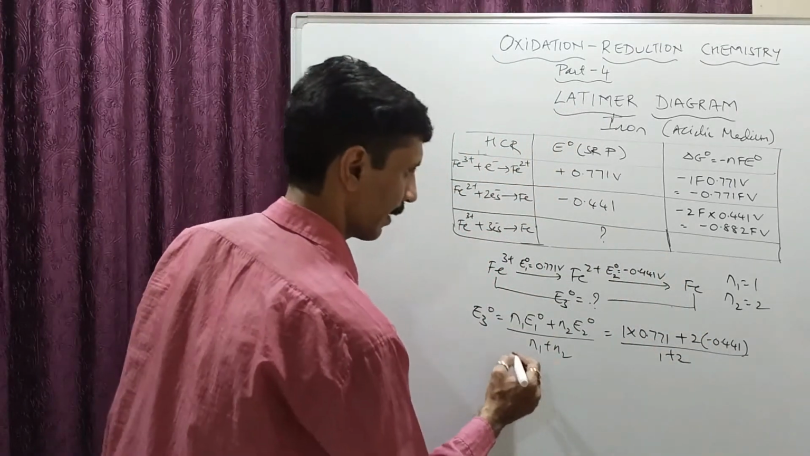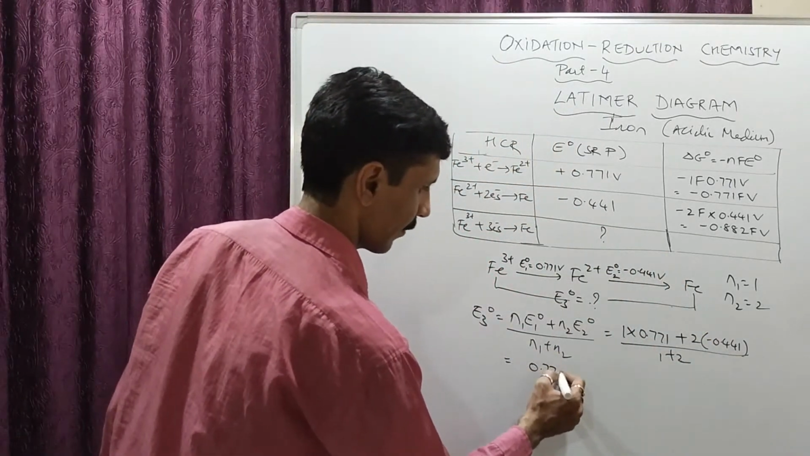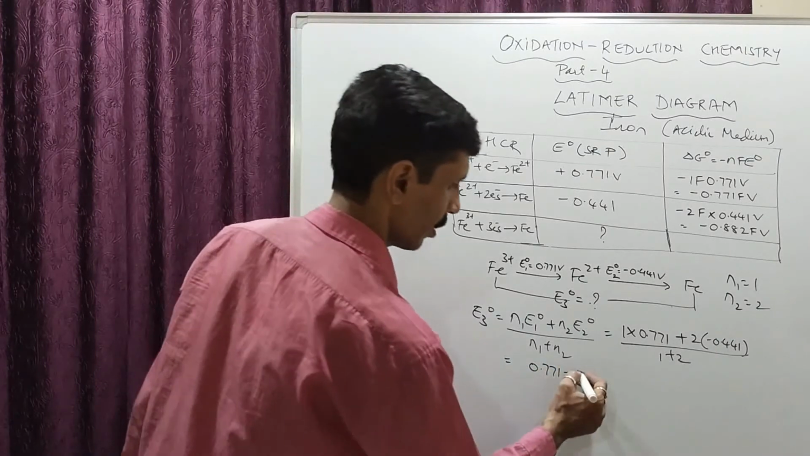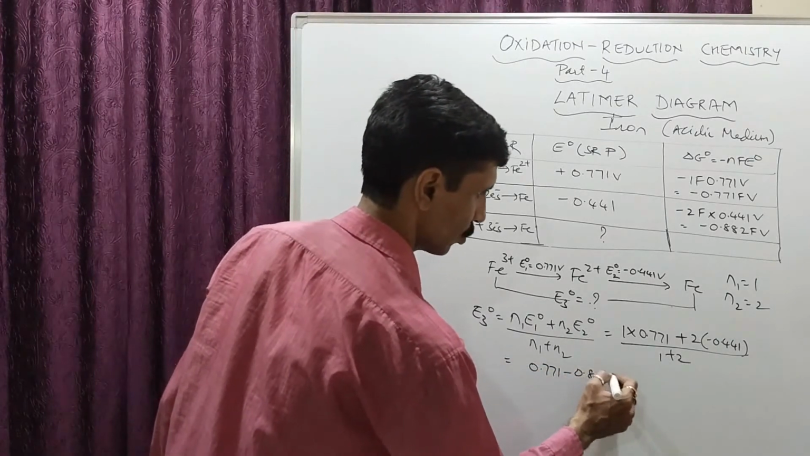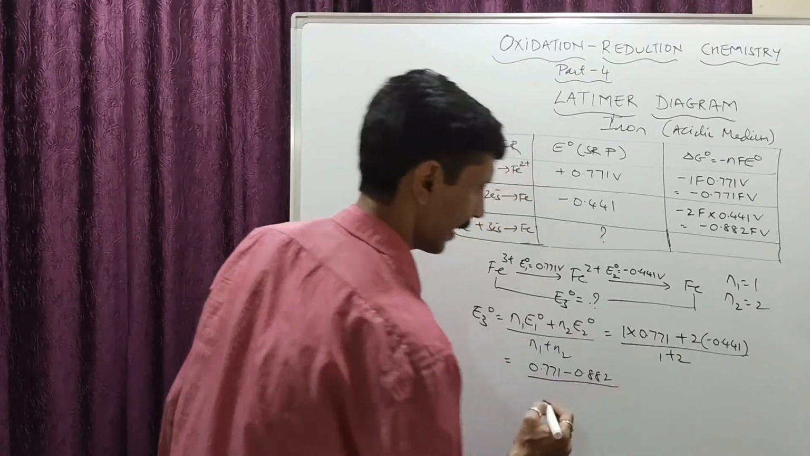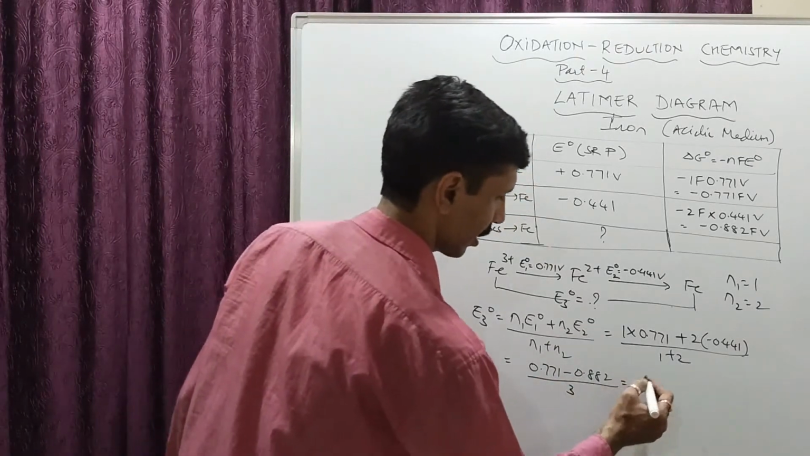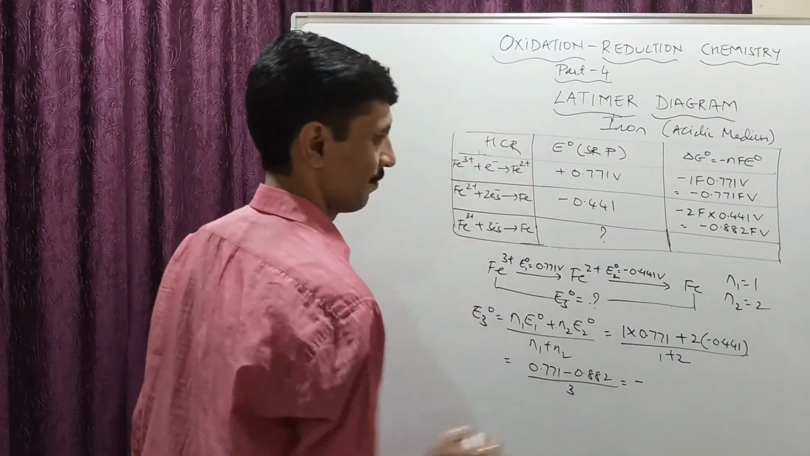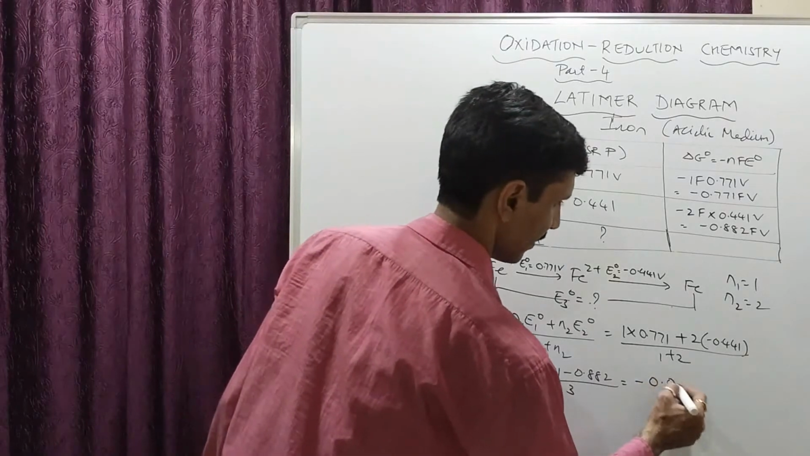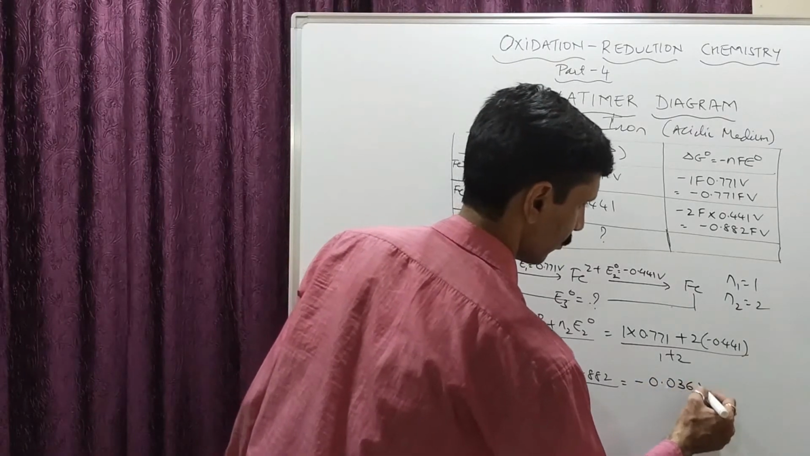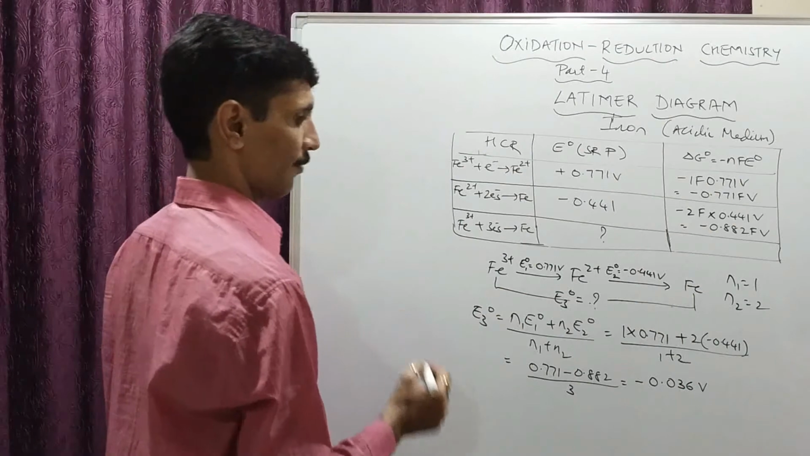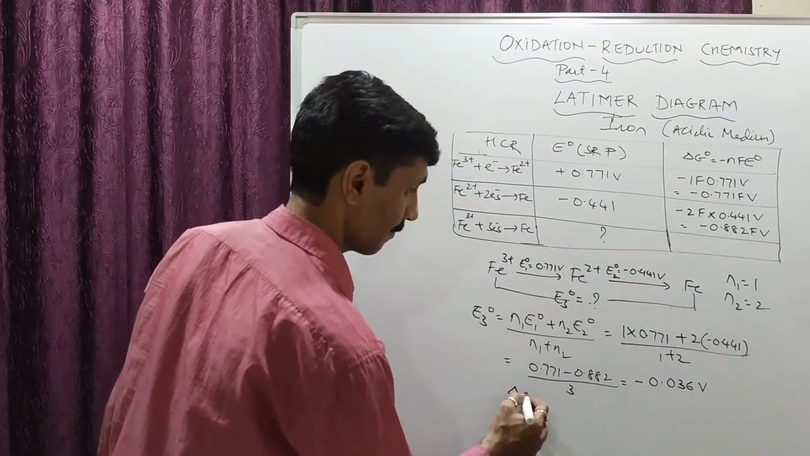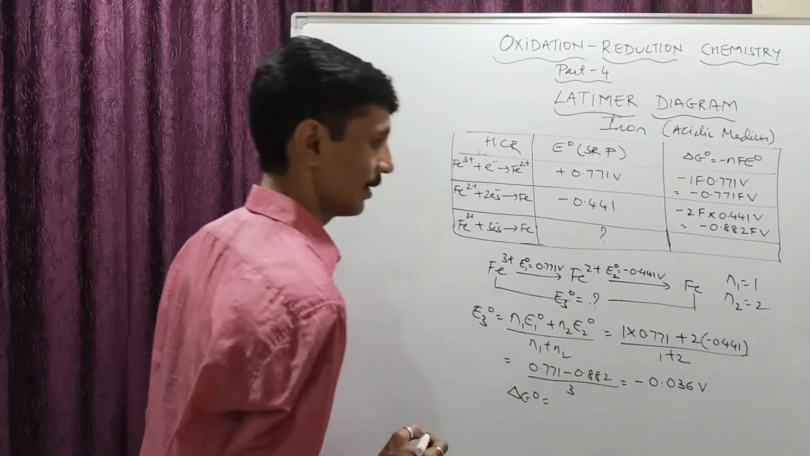So that is giving me 0.771 minus 0.882 divided by 3. So that is going to give me minus 0.036 volts.